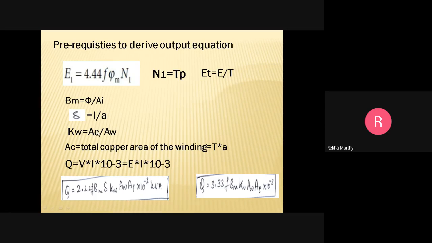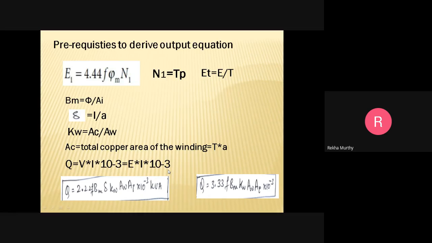Make sure that the ratio is correct. AW and KW: whenever you cross multiply, the suffix should be W. That's all. On the numerator part, it should be AC, area of copper. AC means area of copper, and this is area of window. Window I have shown, no, in the previous slide. That is the area of the window.